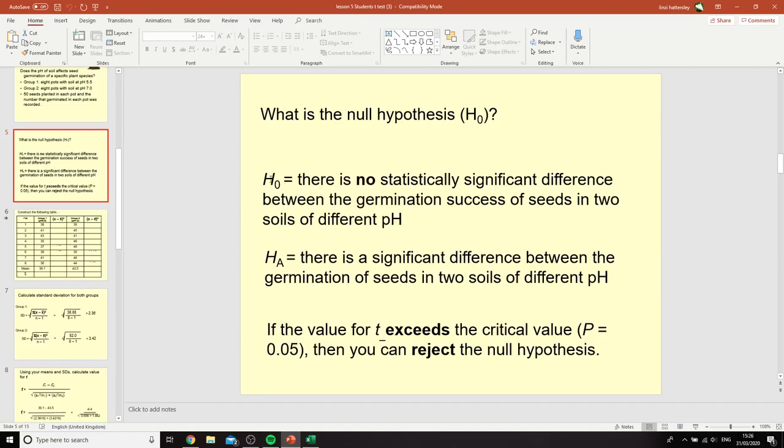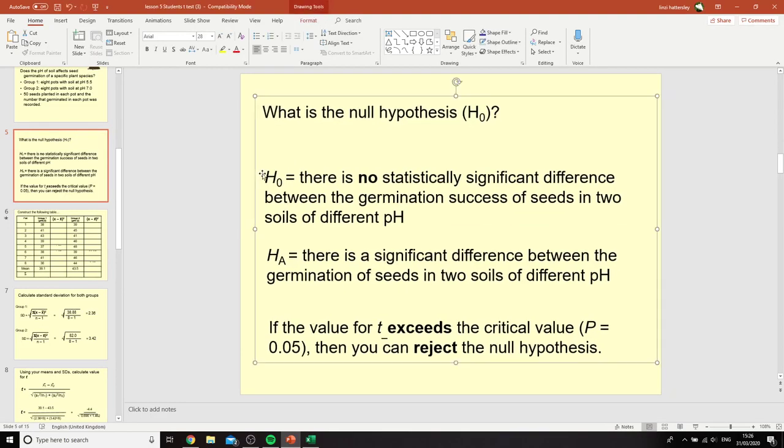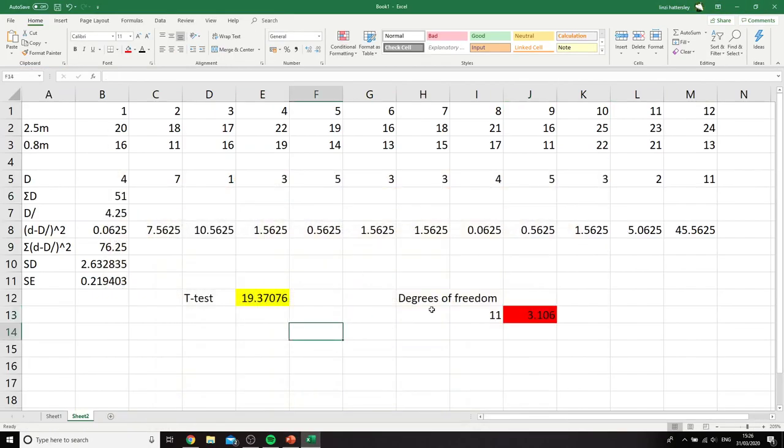So remember, the null hypothesis is there is no statistically significant difference between the number of green flies on a rose and its height. We've gone way over. So that means that height does correlate to the number of green flies. So the number of green flies increases as height increases.